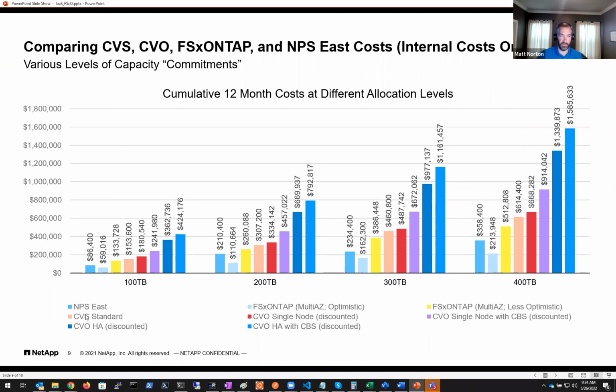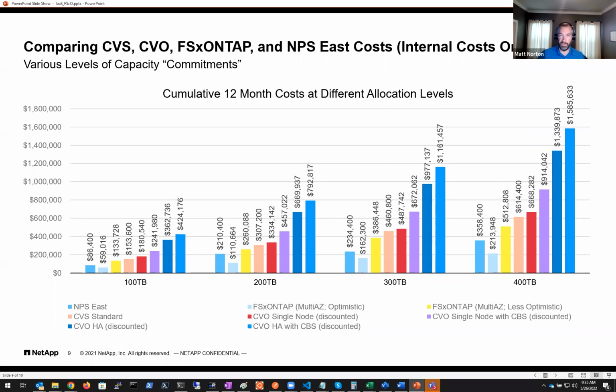And then there's some other solutions here, standard cloud volumes, CVO. So CVO is the rest. And keep in mind, these are discounted because I also am a NetApp customer like you, but my discounts are better. These are actually discounted numbers for CVO. CVO single node with cloud backup, CVO HA, and then HA with backup. So you can see some bars are longer than others. The CVO is quite a bit more expensive than FSx.